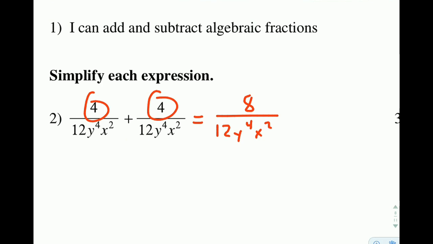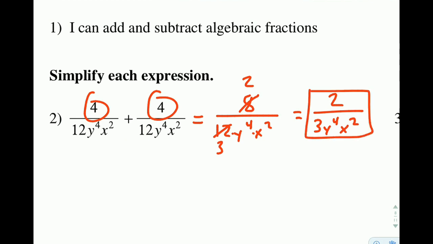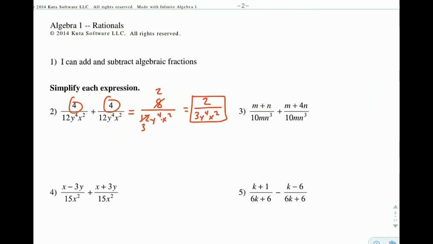Since everything is being multiplied, there's no addition or subtraction inside of this fraction, I can factor down, I can reduce this 12 and this 8. Divide both of those by 4 to get 2 on top and 3 on bottom, and my final answer is going to be 2 over 3y to the 4th x squared. So that would be simplifying that algebraic expression.